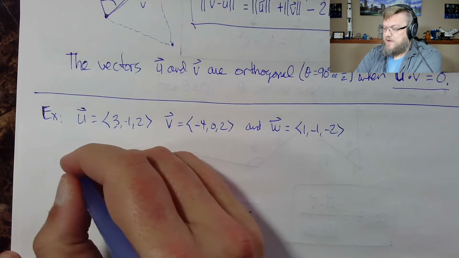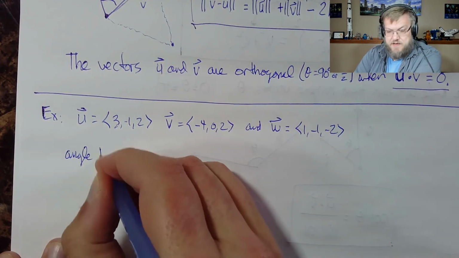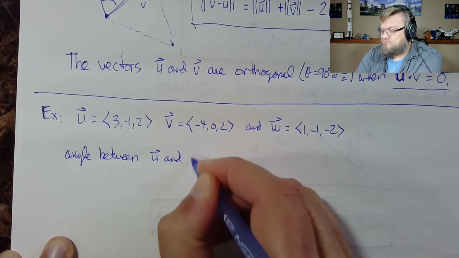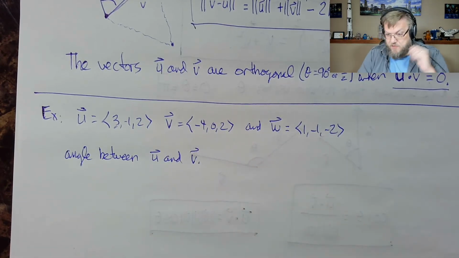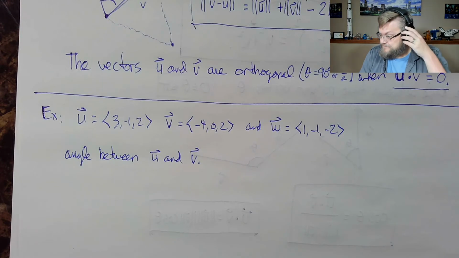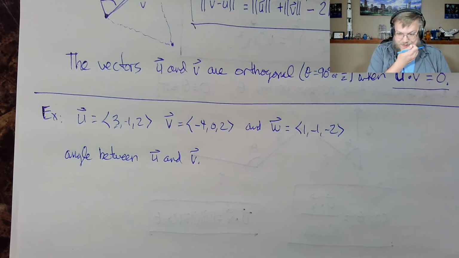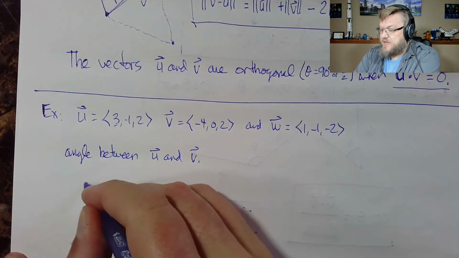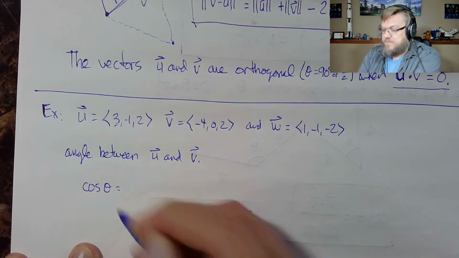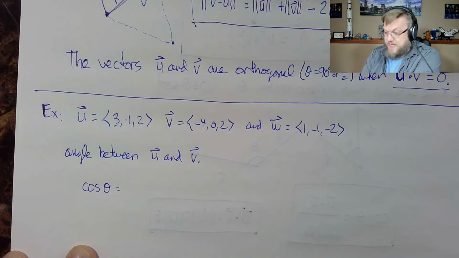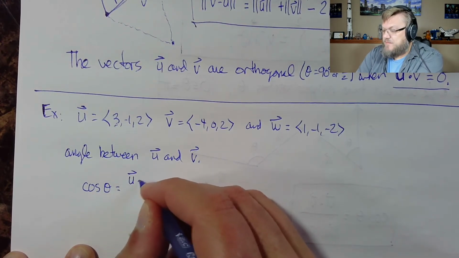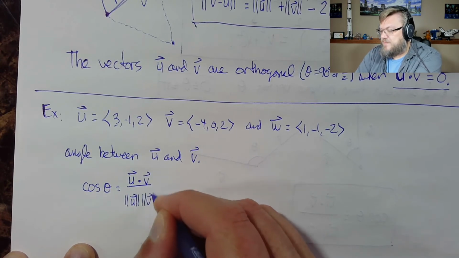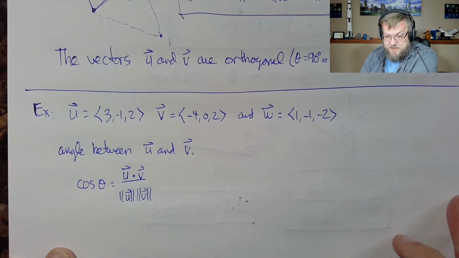I'd like to find the angle between u and v. To do that, I can use our very nice formula. The cosine of the angle. I at least know what the cosine of the angle is going to be. It has to be u dot v divided by the magnitude of u times the magnitude of v. So at least I'm very clear on what I have to calculate here.